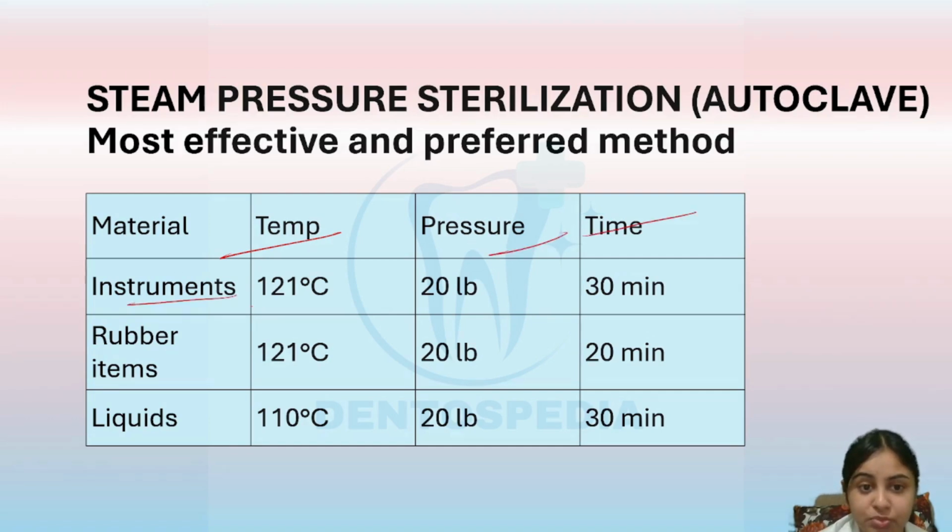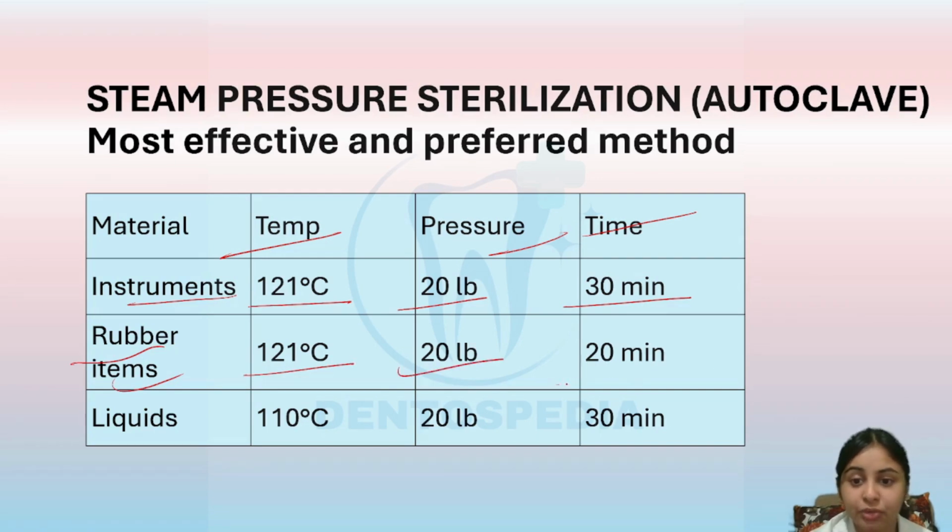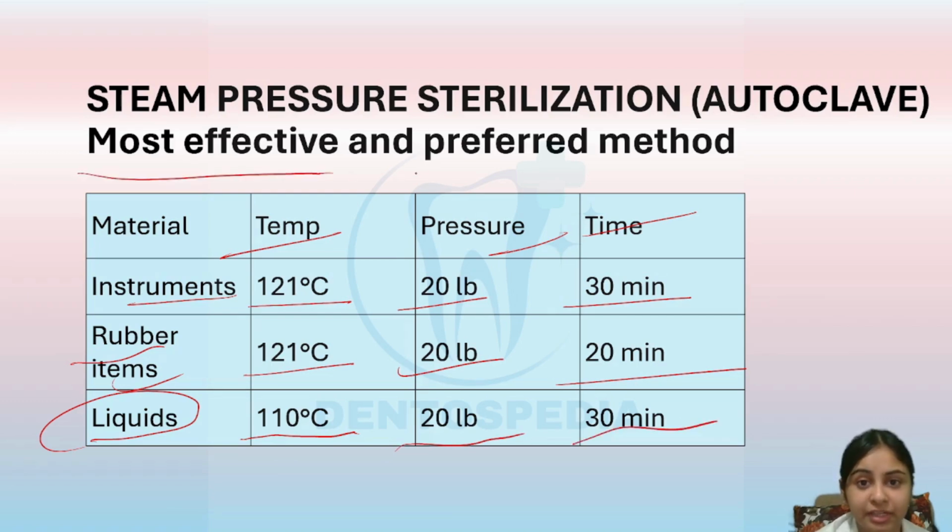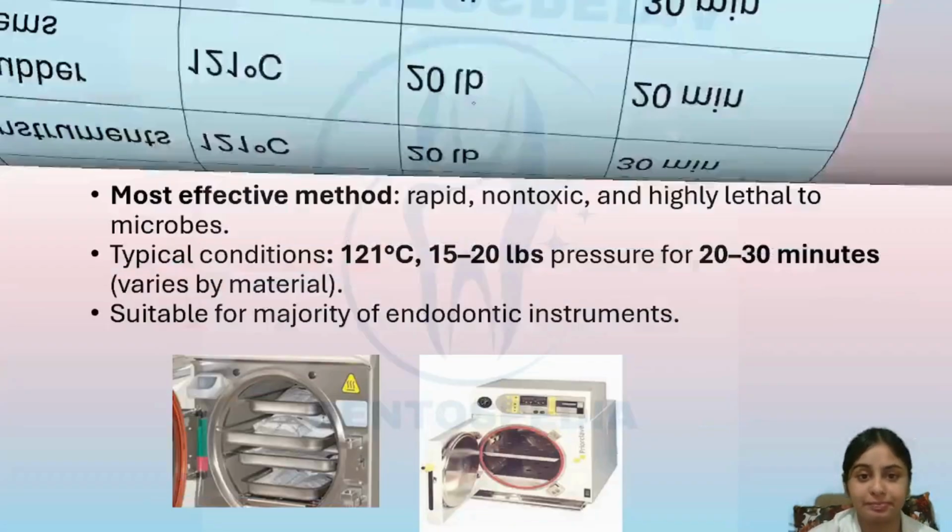For instruments, it is 121 degrees for 20 lb pressure, 30 minutes. For rubber items, it is again 121 degrees Celsius for 20 lb, 20 minutes. While for liquids, it is 110 degrees Celsius for 20 lb, 30 minutes, which is the most effective and preferred method. So this is about autoclaving.